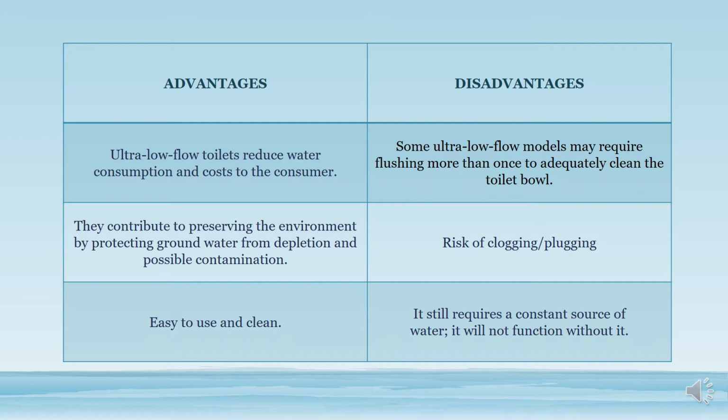So on the other side, the first disadvantage is some ultra-low flow models may require flushing more than once to adequately clean the toilet bowl. Next is risks of clogging or plugging. And the last one is it still requires a constant source of water. It will not function without it.